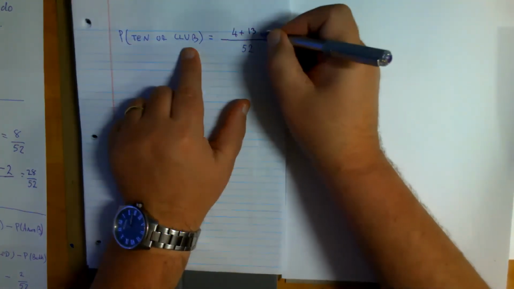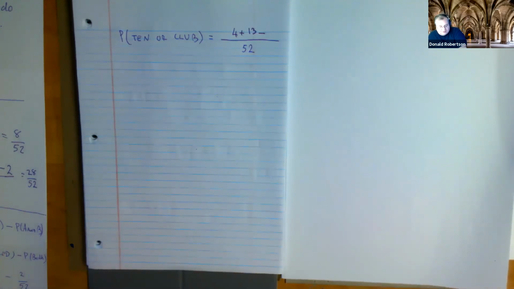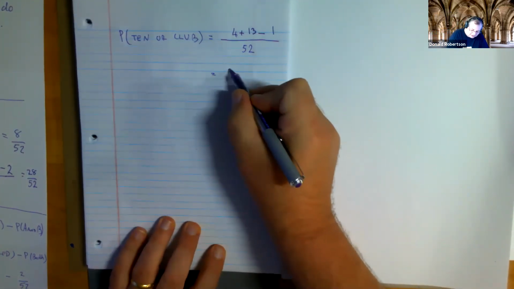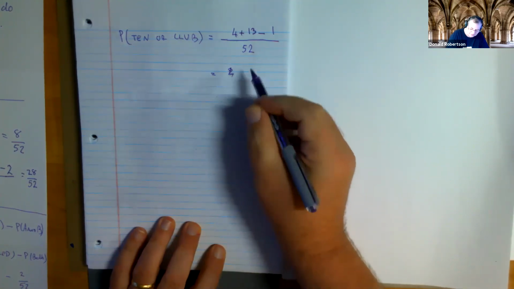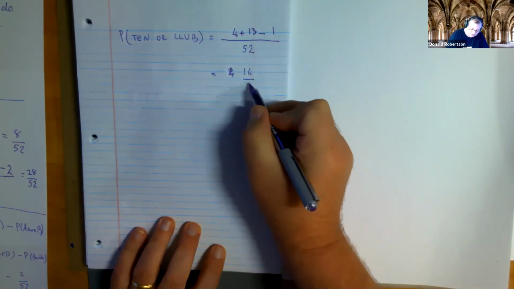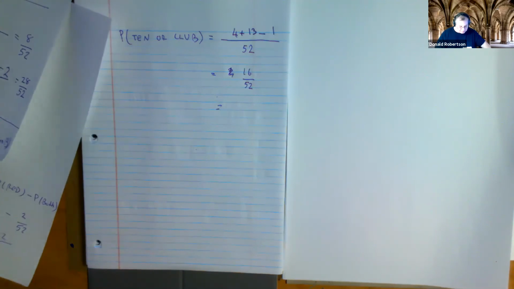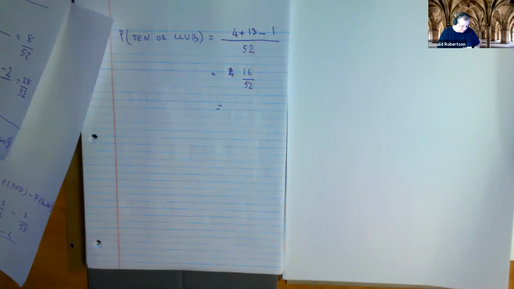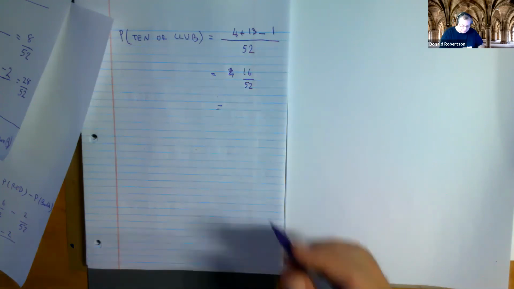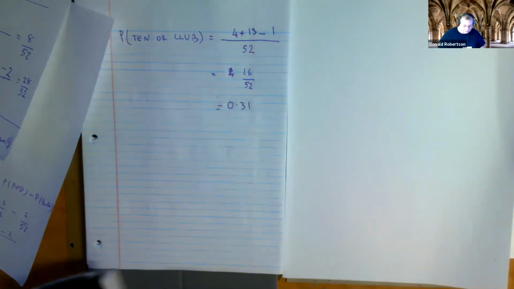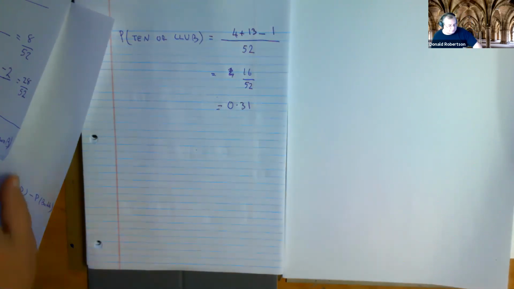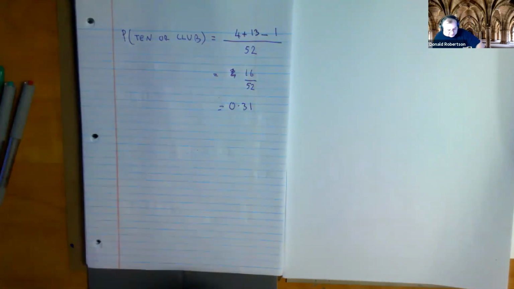Okay, and the last piece of the puzzle is you then take away the both. How many 10s of clubs are there? It's a kind of silly question in a way. There's just 1. So you put this package together and you get 16 out of 52, which almost certainly the book's going to say to so many decimal places. So let's try that out and do 16 divided by 52, and I get about 0.31.